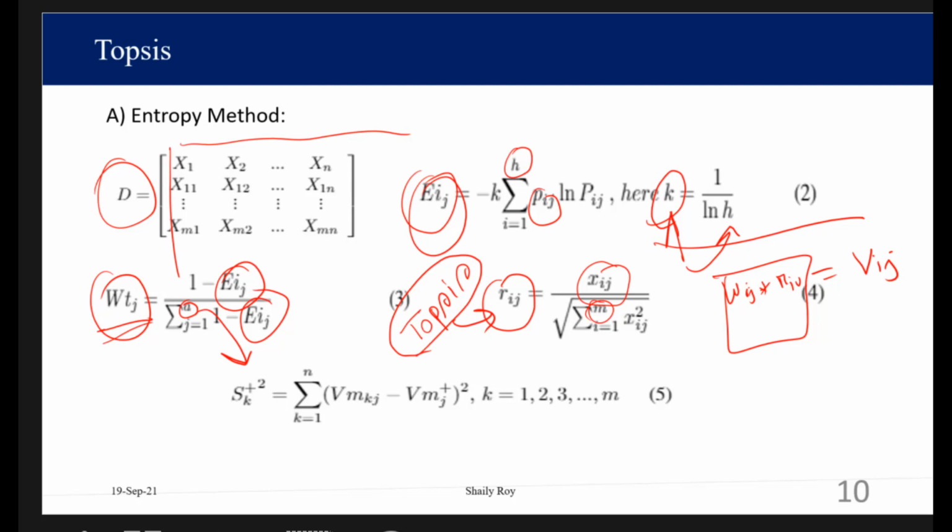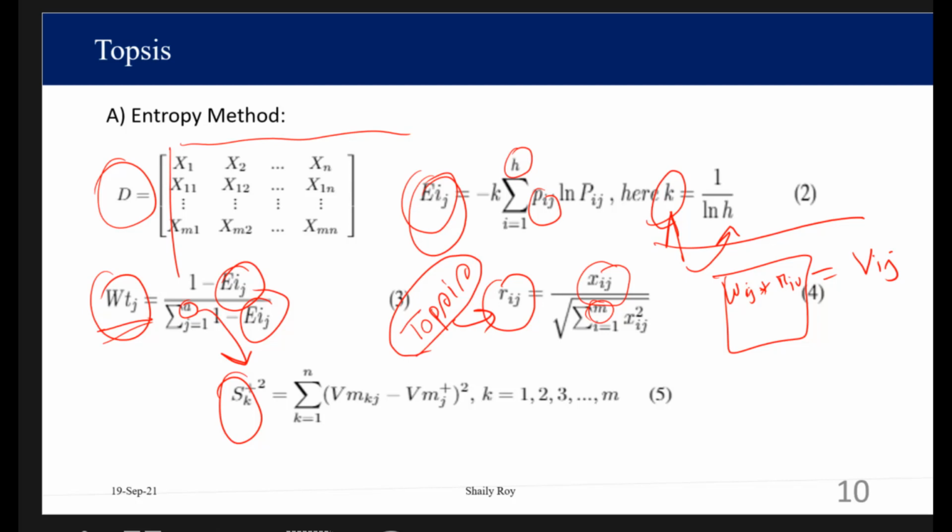After that, the ideal solution A plus and non-ideal solution A minus are calculated from the normalized decision matrix PM. After that, the separation matrix is determined using a previous calculation of separation from positive ideal solution is positive Sk and negative ideal solution is Sk minus.